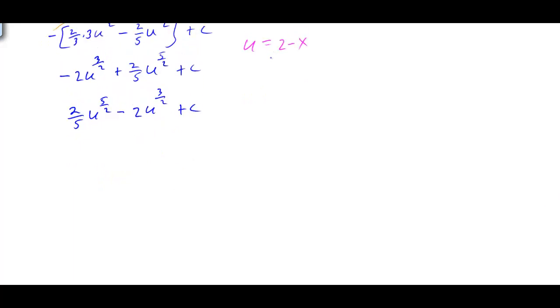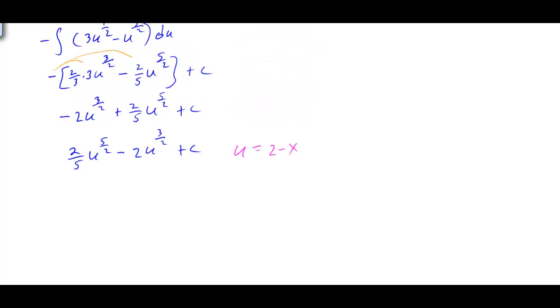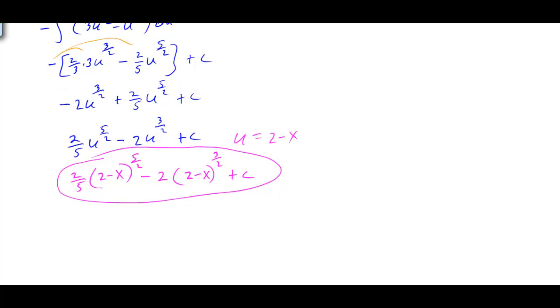So now, if we do our resubstitution here with u equals 2 minus x, we would have 2/5 times 2 minus x raised to the 5/2 minus 2 times 2 minus x raised to the 3/2 plus c. And there's your answer. This is our integral. Now be aware we could go a little bit further here. You could do some factoring, since we have this 2 minus x to the 5/2 and a 2 minus x to the 3/2, but for our purposes, I'm going to leave it here.